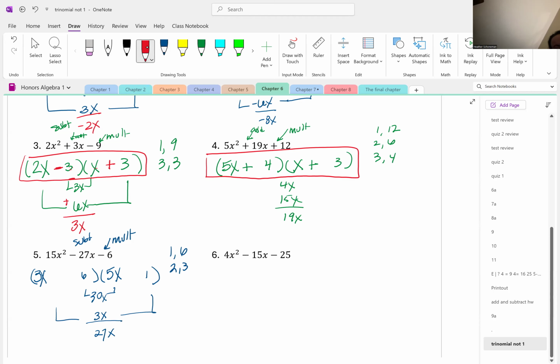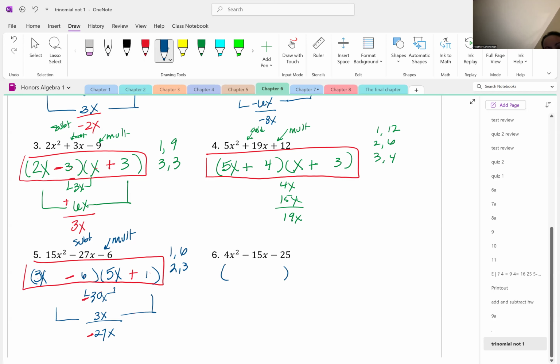So this is good. Now let's figure out the signs. I need it to go to a negative, so the bigger one has to be negative for this to work. The 6 and the 5 produce the 30, so this is what has to be negative, because I need the 3x and the 1 to be positive.